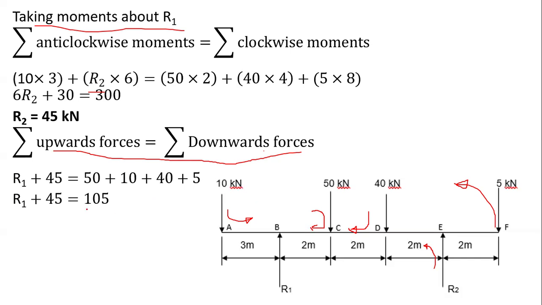The next, all you are doing now is make R1 the subject of the formula, which gives me R1 being equal to 105, then I'll subtract the 45 coming to the other side. What I get now is 60 kilonewtons. Remember, you do not need to struggle with the kilos. Leave them like that, because even your answers will also be expressed in kilos like that.